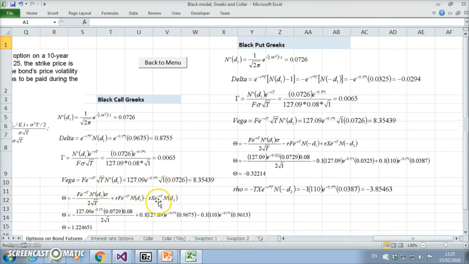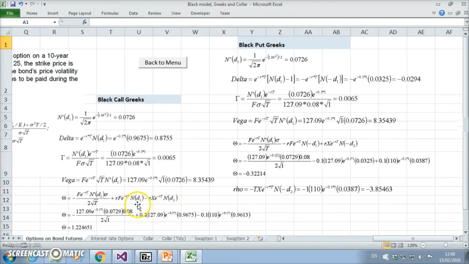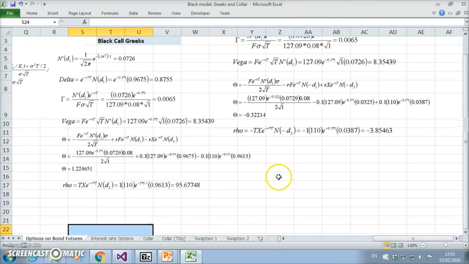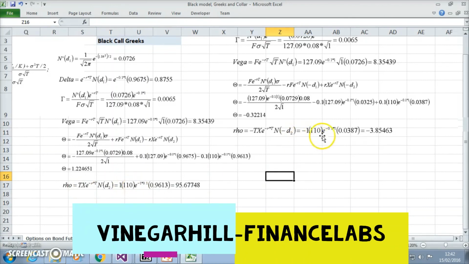The theta, however, is different. Okay, and you might notice here we have a plus, but a minus here for the put, and a positive here for the put, but a negative here for the call. And also N(d1) here, but here a negative d1 and negative d2, but N of positive d2 here. Also, we might note that we have different magnitude here for the rho for the call and the rho for the put.